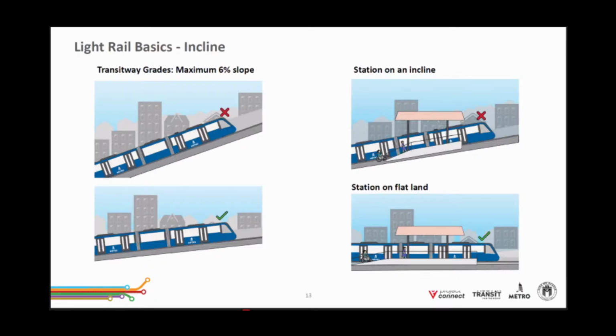The maximum grade that a transitway can navigate without costly engineering solutions is approximately a 6% slope. Similarly, stations should not be located on an incline, but instead should be located on flat land in order to accommodate all users as they board and depart the train.